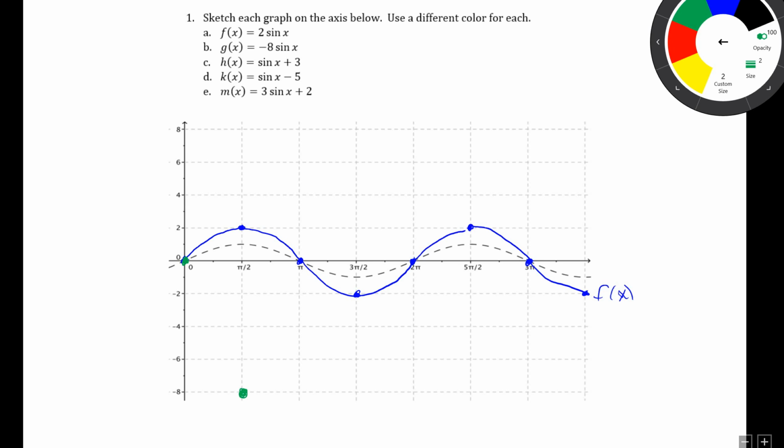We're going to go down to -8, back to 0, and then at 270, instead of being at the minimum, we're now going to be at the maximum value. And we could continue that pattern on for the rest of this curve as well. So this is just really stretched out and really reflected over the midline. Notice both of these first two graphs have a midline of 0 because there's nothing added to the sine.